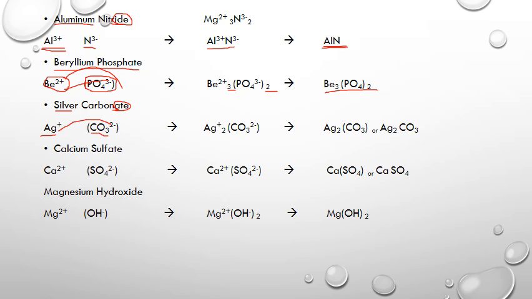So crisscross the charges, bring a 2 here and a 1 over here, so you get Ag2CO3. Without the charges, you get these. Again, if you just have one of these, you don't have to have the parentheses. But if you have more than one, you definitely need them. Like here, you'd have to leave the parentheses. Here, you don't.